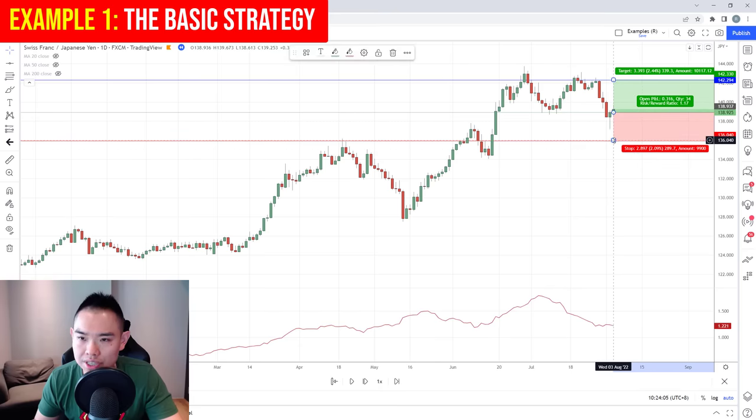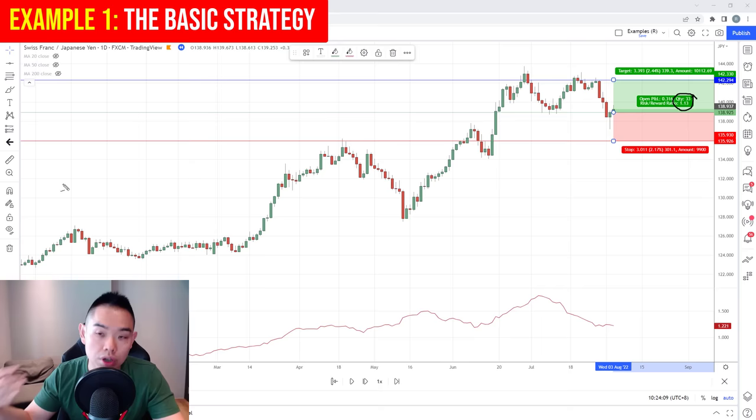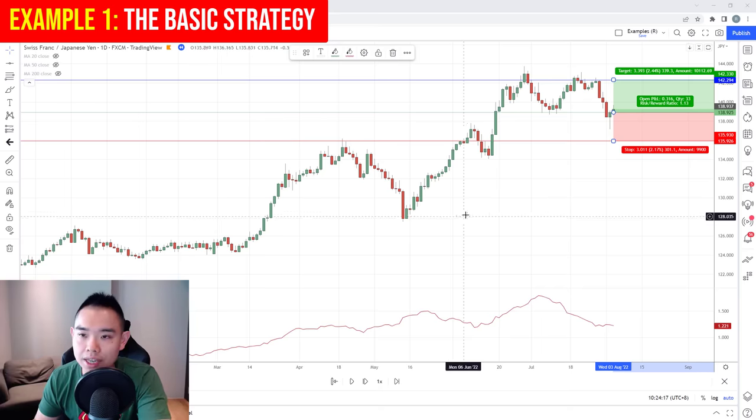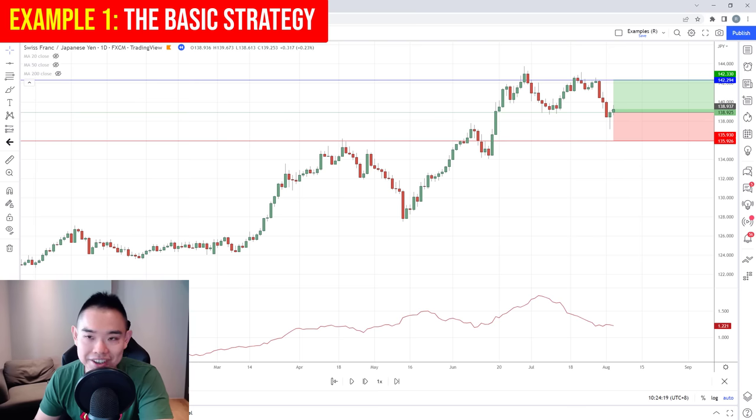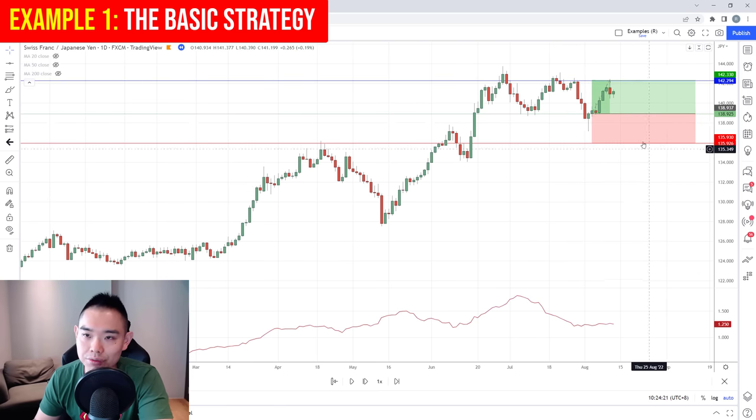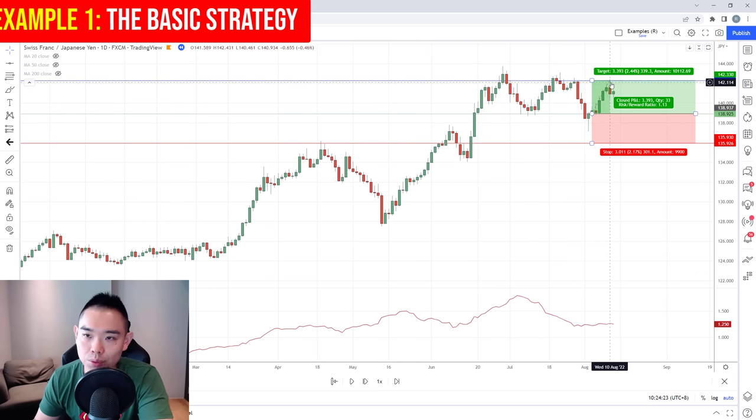I'm just going to adjust it slightly to be a bit more accurate. You can see that your potential risk to reward on this trade is 1.13, as shown over here. This means that you're risking a dollar to potentially make $1.13. Since this is a cherry-picked chart, you can see that the market eventually did reach our target over here and you have exited with a profit.